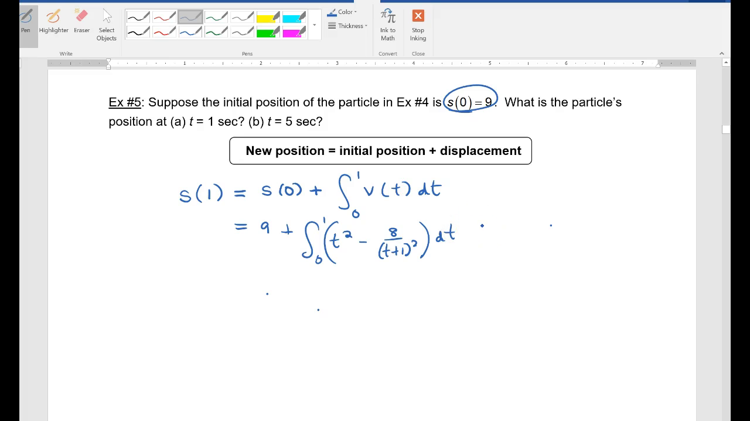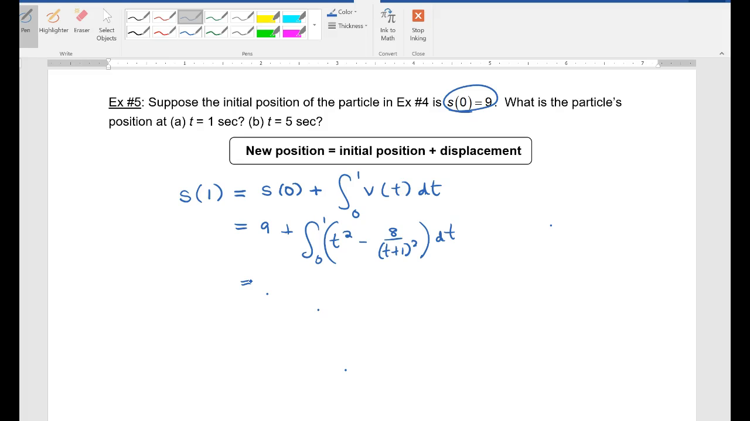So in other words, I don't need to find what my velocity function is. Could you find out what the velocity function is? Yeah, but that would be a lot of extra work and not necessary, especially if this is a calculator problem. You're just going to integrate from 0 to 1, and then we're going to add that to 9. What do we get? Got 5.33.